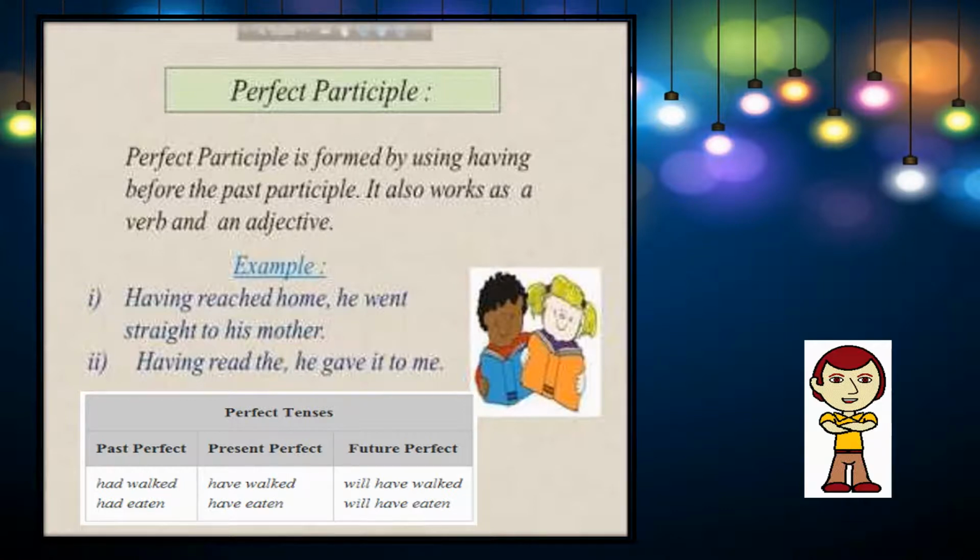So, past perfect, let's see first. Had walked. If we move to present perfect, it will be have walked. In future, will have walked. Past perfect, had eaten. Present perfect, have eaten. Future perfect, will have written. So it's easy to learn that in past perfect we are always using had. In present perfect we are always using have. In future perfect we are using will have.